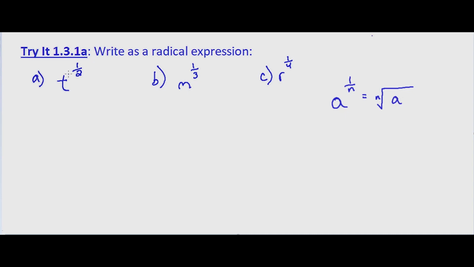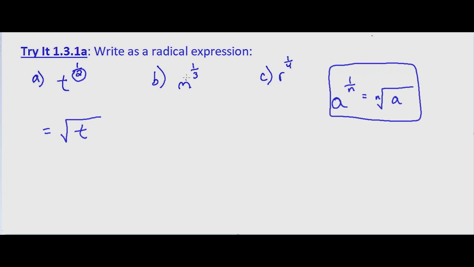With this first problem, we have t to the 1/2. If we look at this relationship, a to the 1 over n equals the nth root of a, we have t to the 1 over 2. So our n is 2, which means this simply equals the square root, there's an invisible 2 out here, the square root of t, whatever we're taking to the rational exponent.